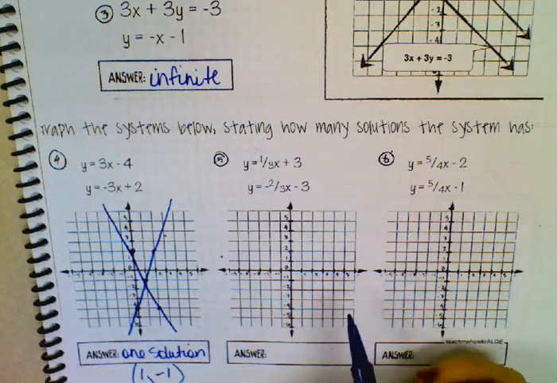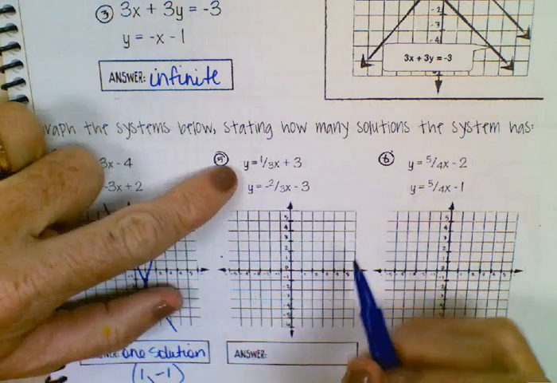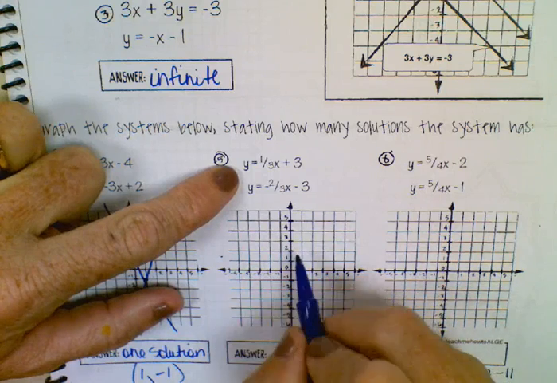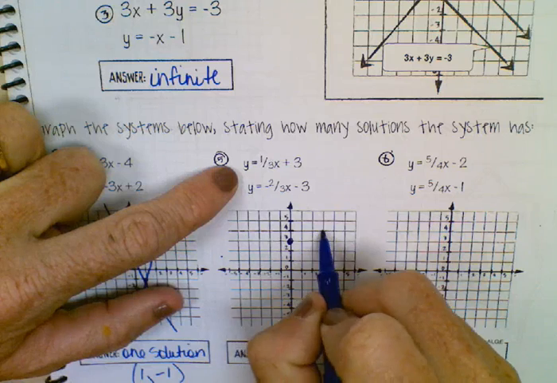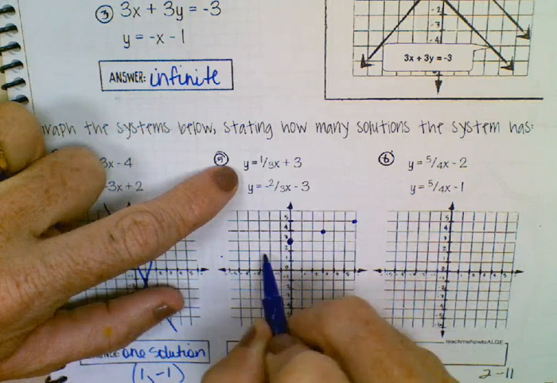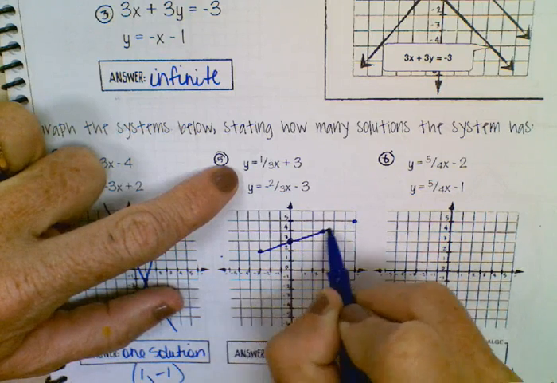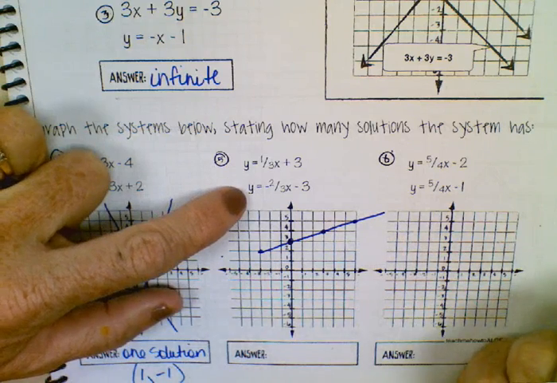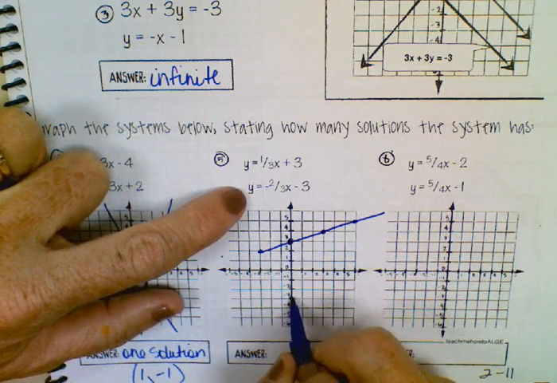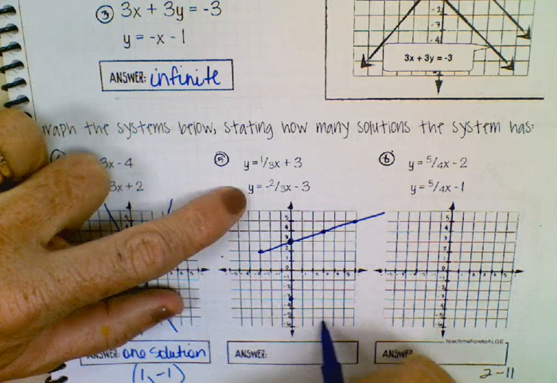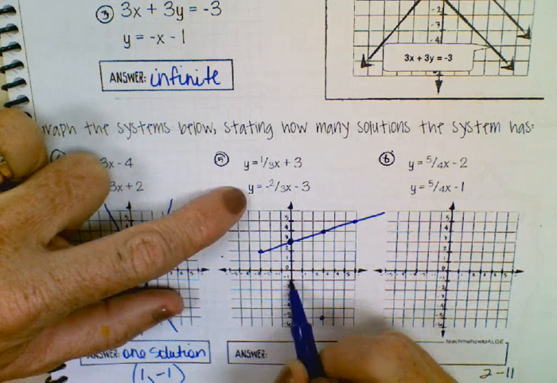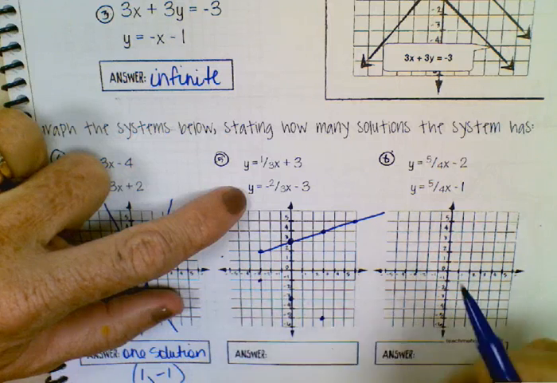So, okay, number 5, y equals 1/3 x plus 3. I'm going to start at the 3. From there I'm going to go up 1 over 3. And so that's my first graph. Second one, I'm going to begin at negative 3. And because that's a negative 2/3, I know I'm going to go down 2 and over to the right 3, or I could go up 2 and to the left 3.